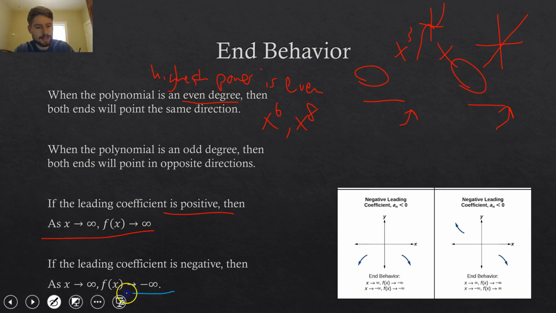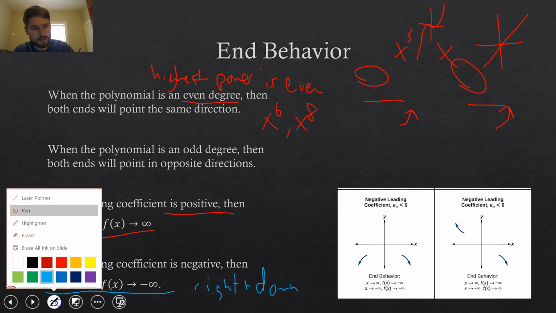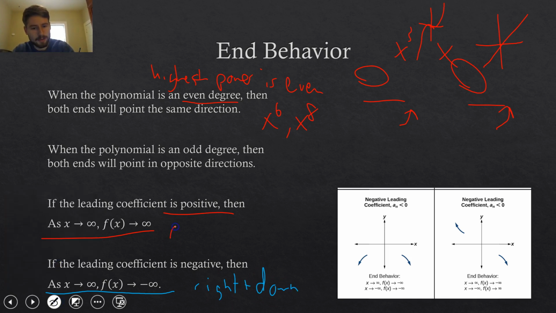This is right and down. Whereas the previous one was right and up. And you can see that over here, as you go right, you go down. It doesn't matter if it's even or odd degree if you've got a negative leading coefficient. Now, again, remember, if it's even, both are headed the same way. And if it's odd, they're in opposite directions.